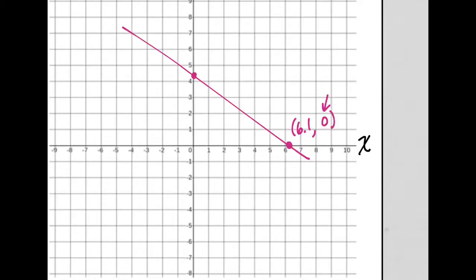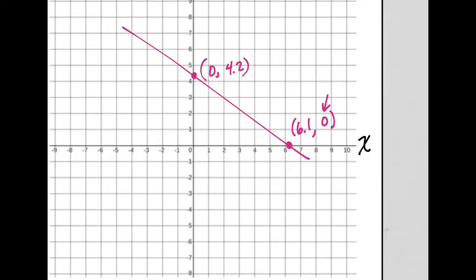And then this would be the y-intercept up here on the y-axis, and it didn't move horizontally at all to get there. So it would have an x value of 0 and a y value of, I don't know, whatever, 4.2 or something like that.